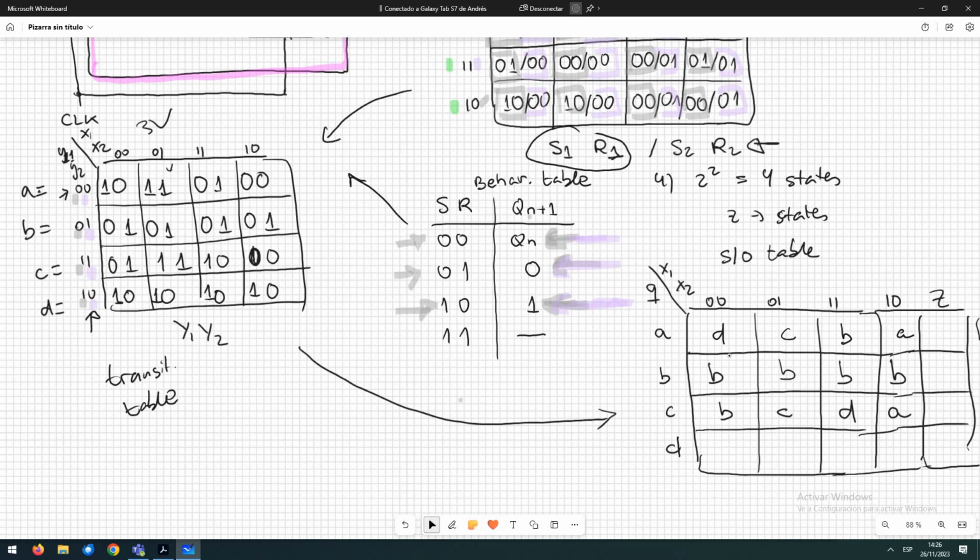And in the last row, I'm looking at the rows, okay? Just in case you are lost. And for the last state D, the next states are 10, 10, 10, 10. That is the same state, D.